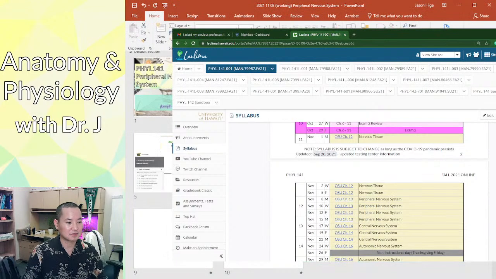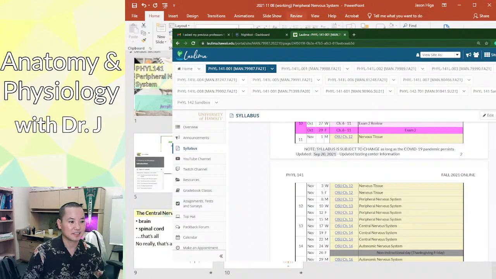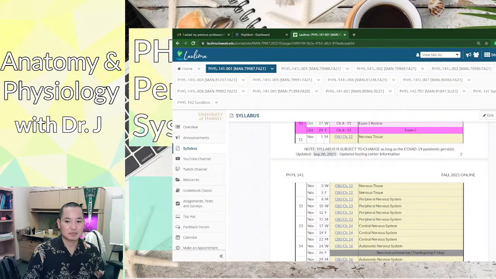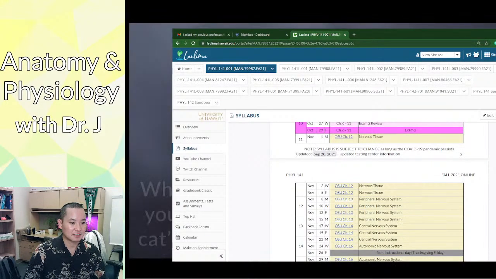The thing about the nervous system is that it's incredibly complex, and I don't think there's an easy way to teach it in a linear fashion. So that's one of the hard parts about teaching the nervous system. Now, let me explain things before we start.